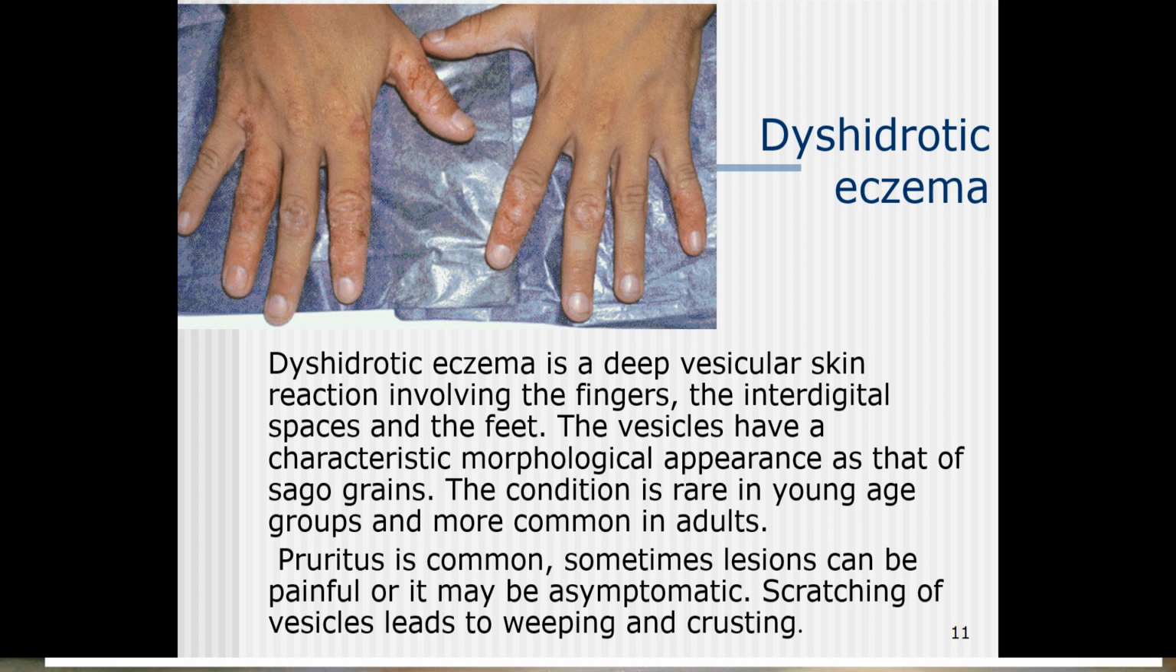The condition is rare in the young age group and more common in adults. Pruritus is common. Sometimes lesions can be painful or it may be asymptomatic. Scratching of vesicles leads to weeping and crusting.